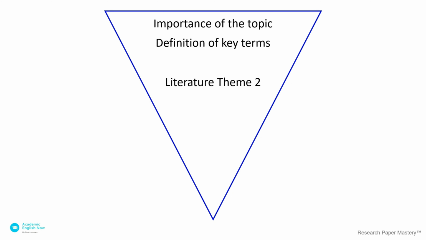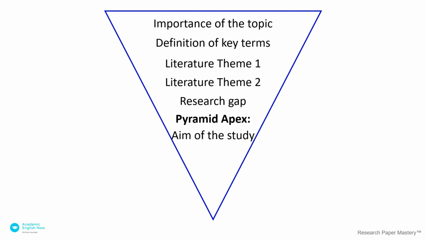Then we go more specific, and we've got literature theme 1 and then literature theme 2. The first theme has to be a little bit more general than the second theme, which has to be more specific. And if you've got a third theme, then it's got to be even more specific. Then we state the research gap or the problem, which is even more specific. And then enters the main character, the pyramid apex, the top of the pyramid, and that's the aim of your study. So you're always going in that direction. That's where you want to be going all the time.